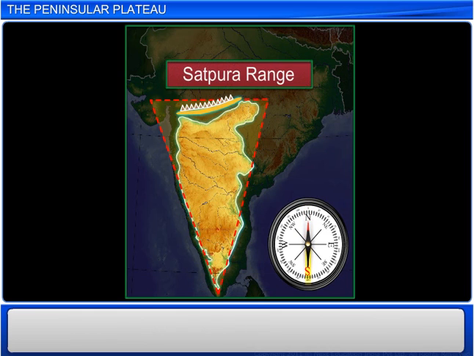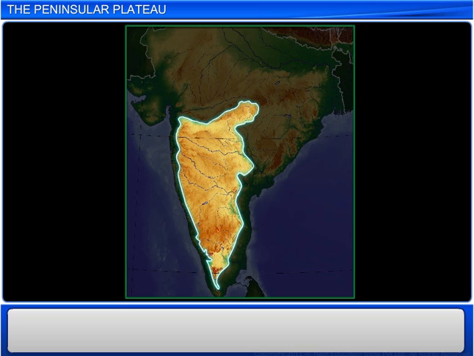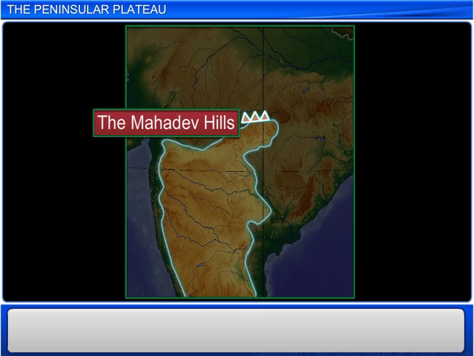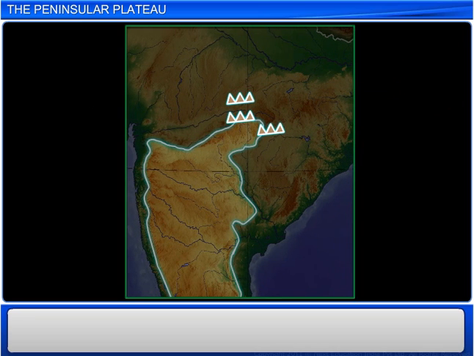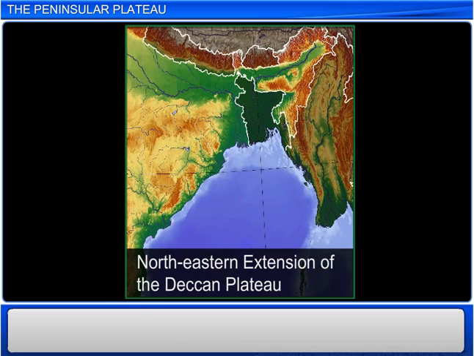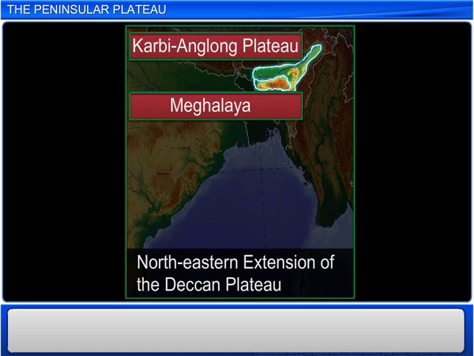The Satpura range borders this base in the north. On its eastern side, it has the Mahadev Hills, the Kaimur Hills and the Maikal Range. The Deccan Plateau is higher in the west and slopes gently eastwards. In the northeast is an extension of the plateau, called the Meghalaya and Karbi Anglong Plateau.